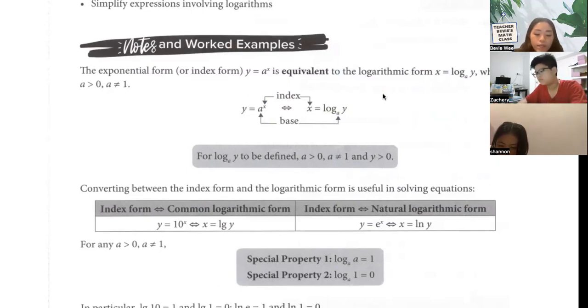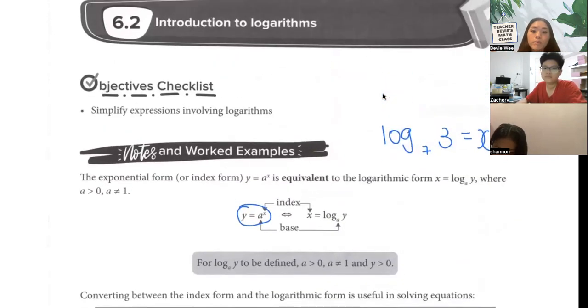No problem. Okay, so this is an index form. If I tell you log base 7 of 3 equals x, and I want you to change it to index form, for example, it is 7 to the power of x equals 3.